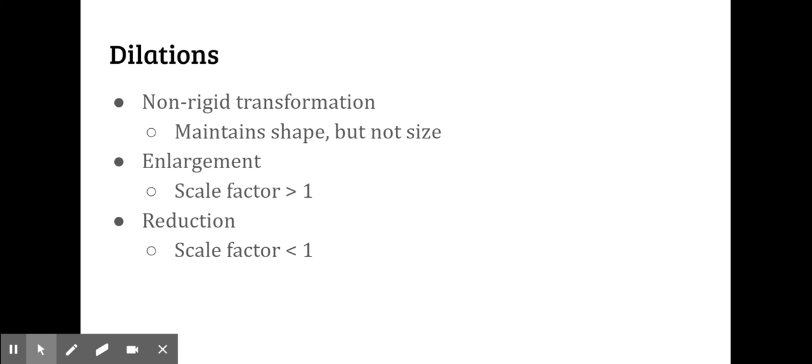And just as another side note, if you had a scale factor of exactly 1, you would not be changing the size, so that would not be an enlargement or a reduction.